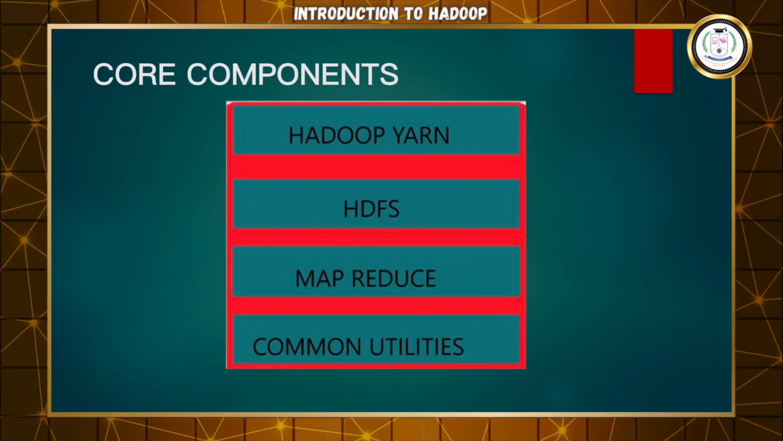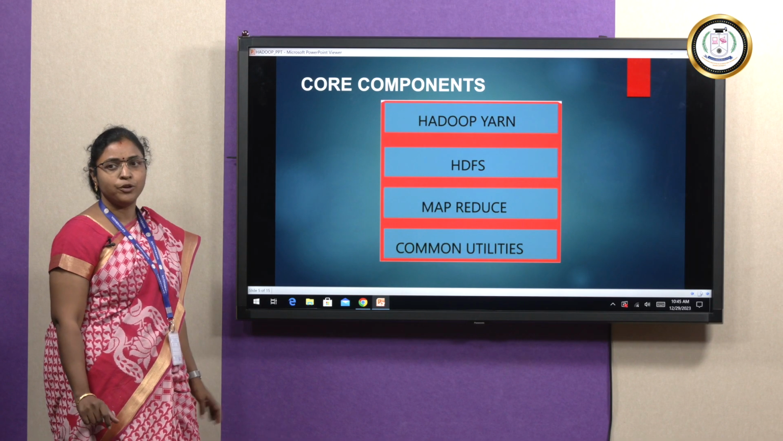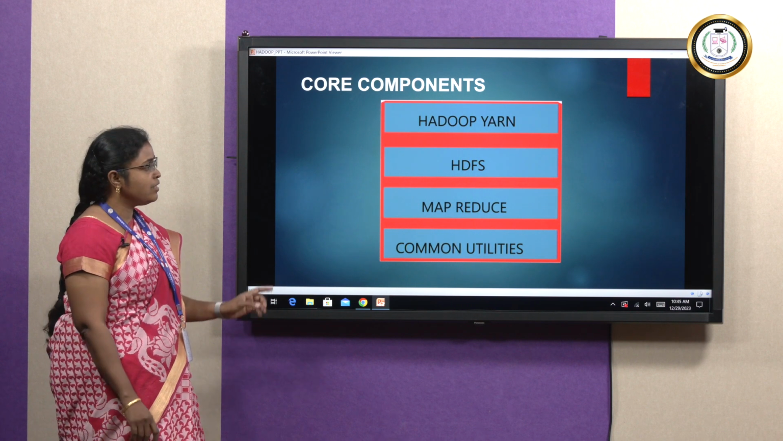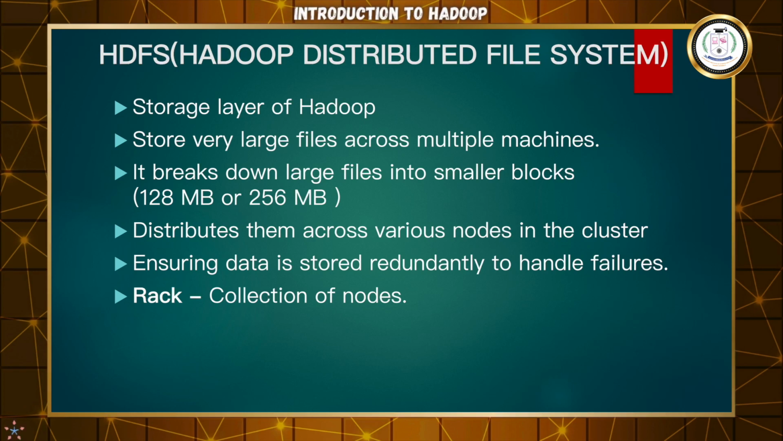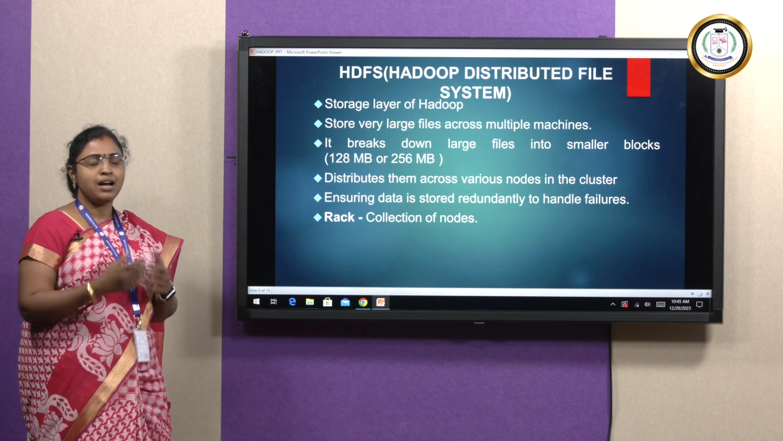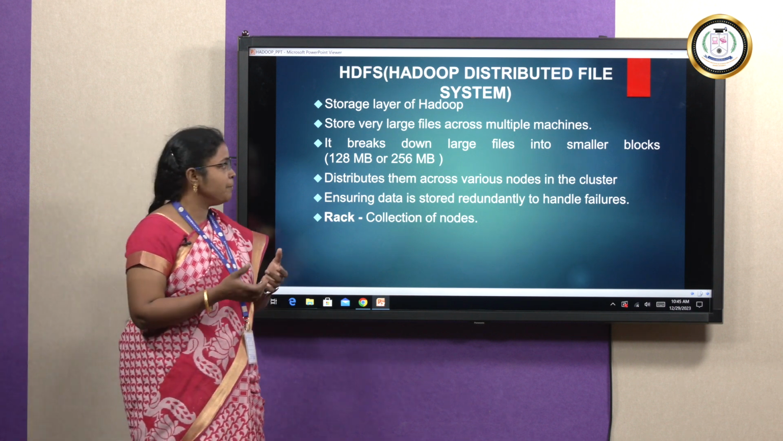These are the core components of Hadoop. First one, Hadoop YARN. Second one, HDFS, which is the Hadoop Distributed File System. Third one, MapReduce. Last one, common utilities. Hadoop Distributed File System, HDFS, is the storage layer of Hadoop, which stores large files across multiple machines.